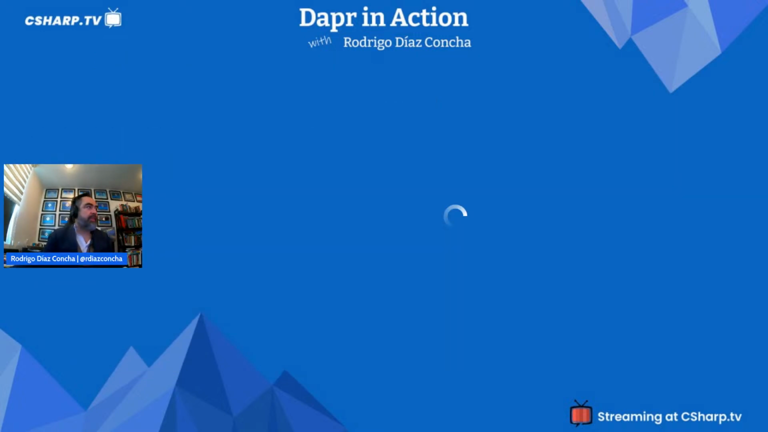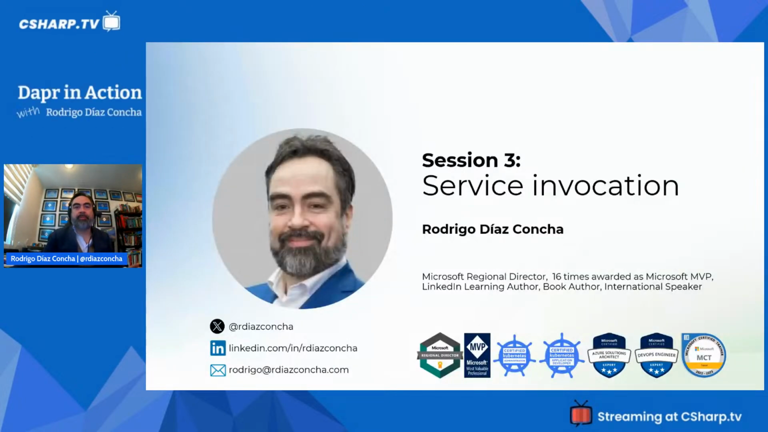And today we're gonna see the service to service invocation building block. Since there are sometimes when we need to communicate between services in a synchronous way instead of asynchronous, we can do it synchronously, meaning that we send this request and we expect to receive a response.